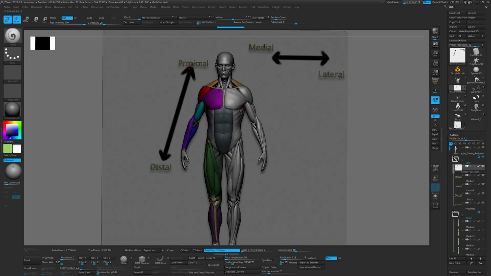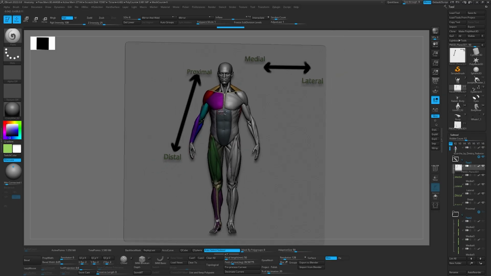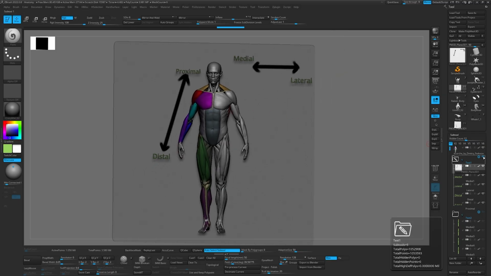Proximal and distal. Proximal means closer to the trunk, distal means farther away, so kind of similar, yet also a bit different. You will have proximal muscles, muscles that would be closer on the limb, and distal would be farther away.